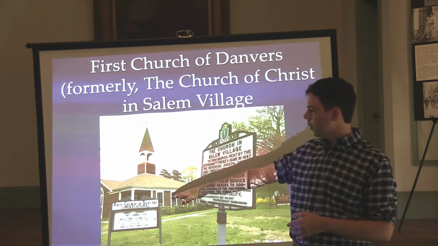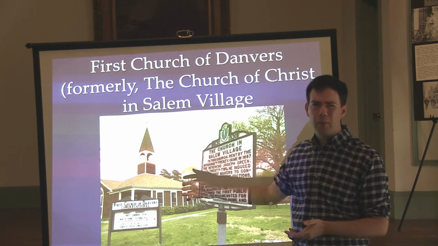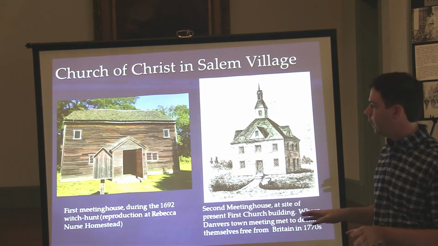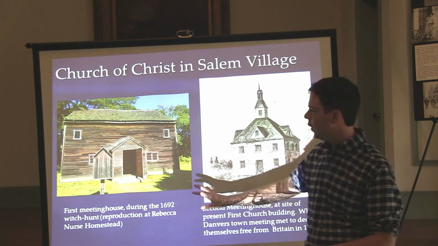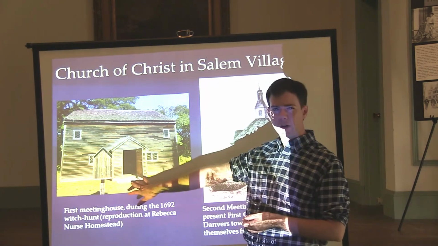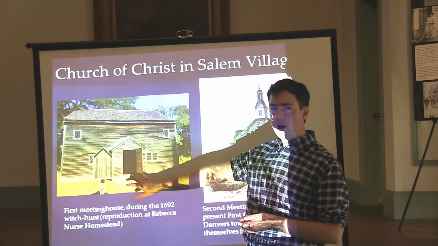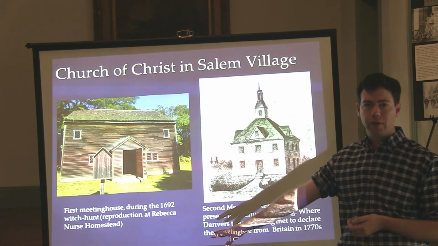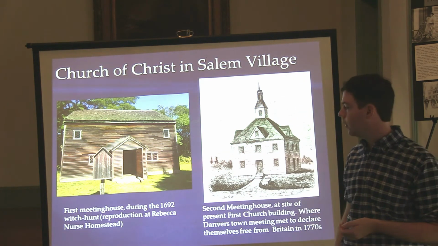This is a much more modern building, built in the late 20th century. It's burned down a few times, and it's been moved. So the first meeting house during the witch hunt looked just like this. This is a copy of the Rebecca Nurse homestead, but it would have been on Hobart Street, right at the end of Forest Street, right across from the memorial today.